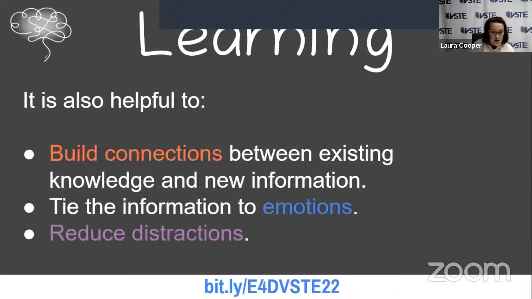As we know, it's also helpful to build connections between existing knowledge and new information. This again strengthens those memories that we already have. Tying the information to emotions. Emotions are related to memory. So if something is sad and we share content that evokes that sad emotion, we're going to strengthen a memory we already have. But the one we're going to talk about in this session is how we can promote learning by reducing distractions.